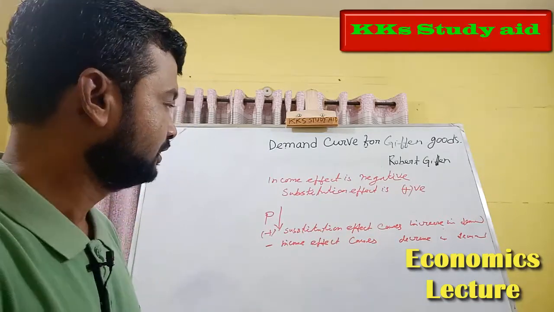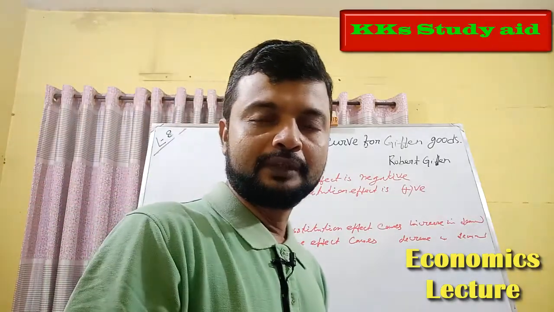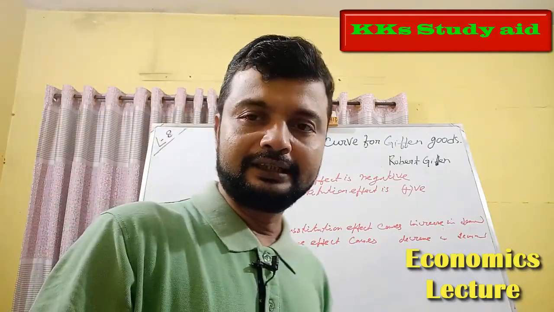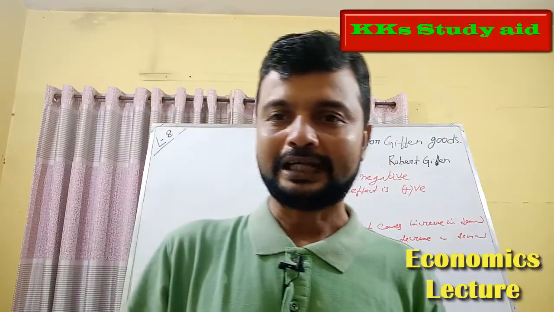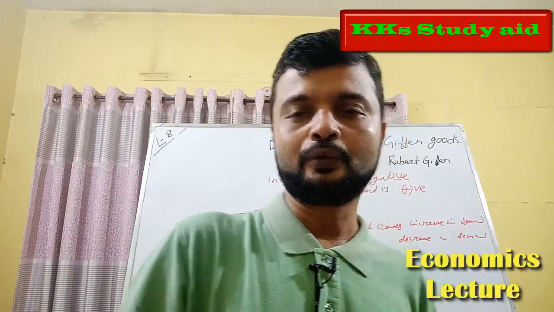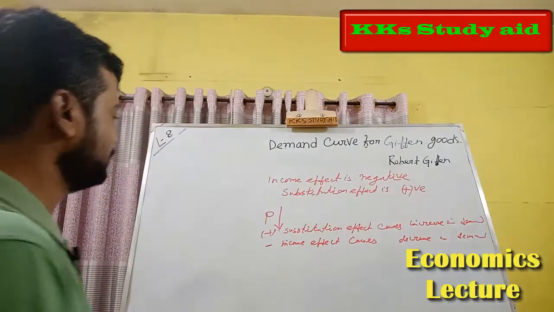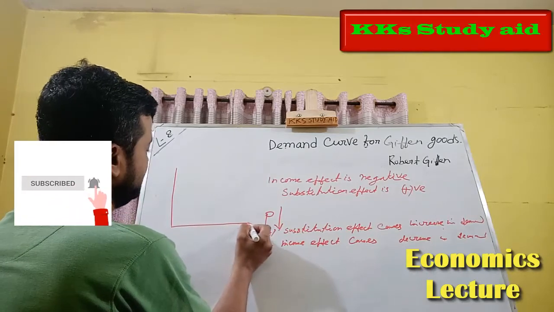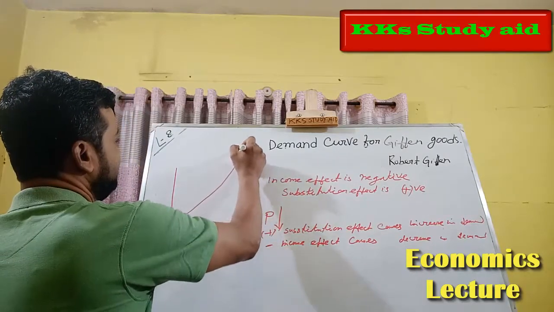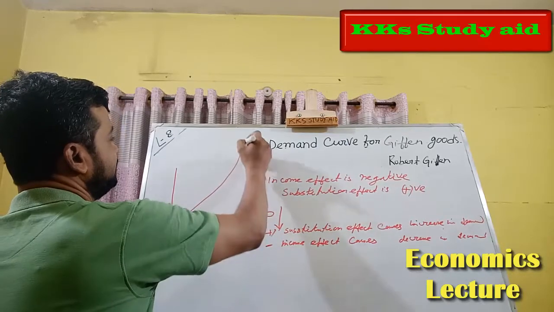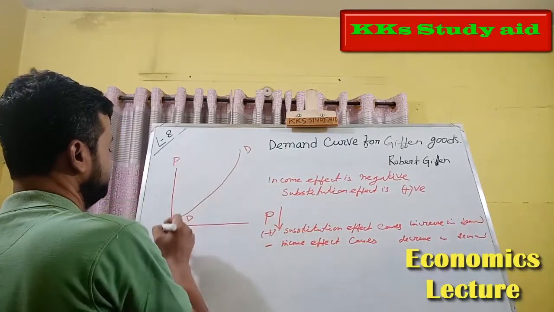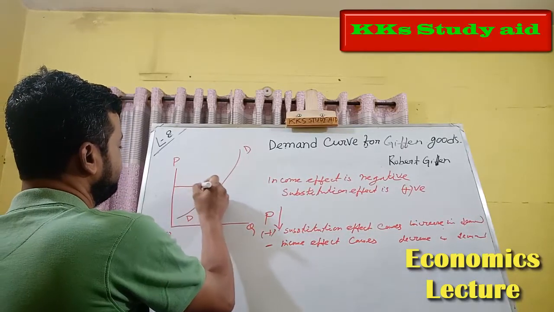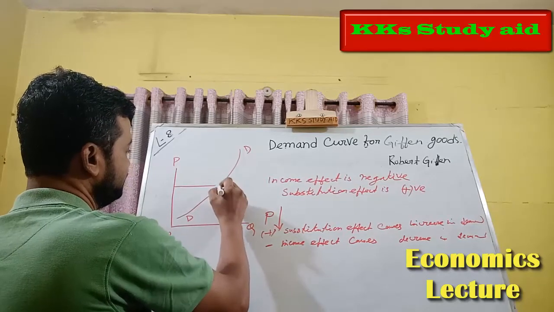So we see here the reason for the positive relation between price and quantity of Giffen Goods. If we would like to draw a demand curve for Giffen Goods, it will be like that. We will have an upward sloping demand curve for Giffen Goods. Price will be on the vertical axis and quantity on the horizontal axis. We will have an upward sloping demand curve like this.